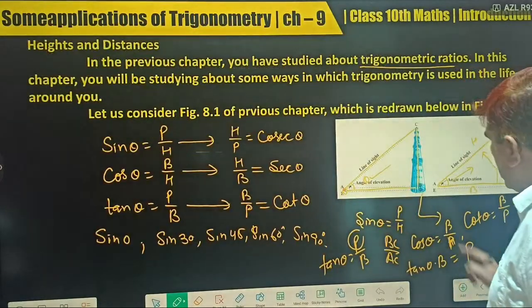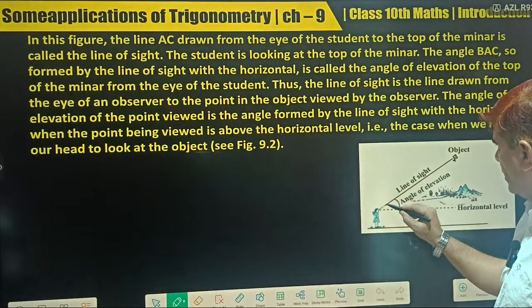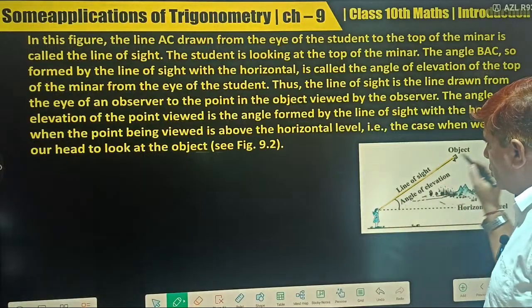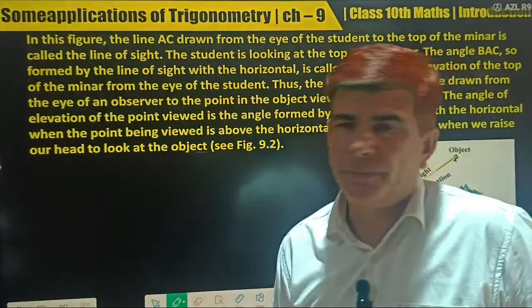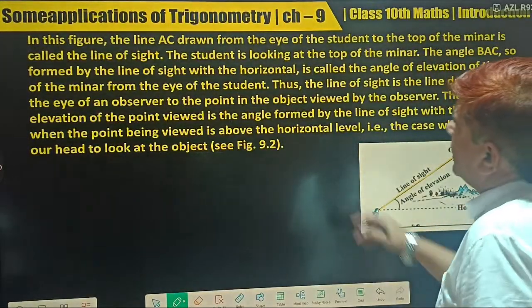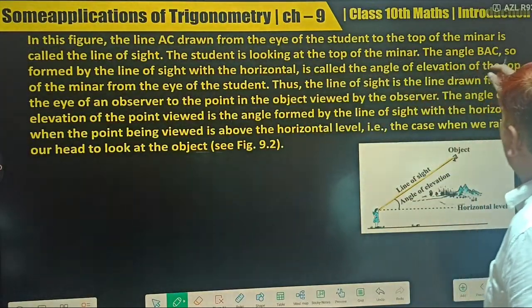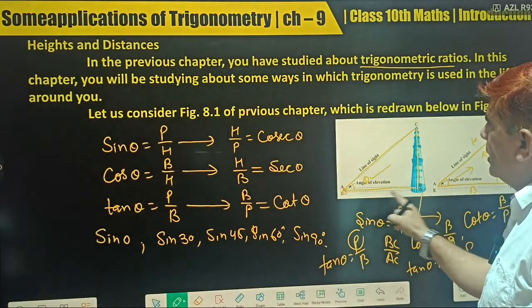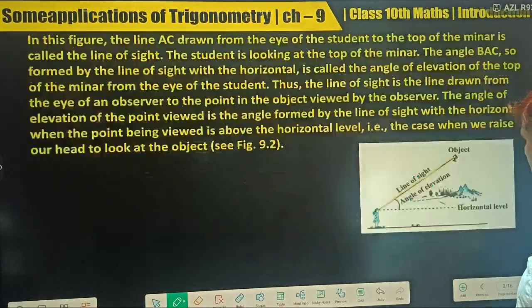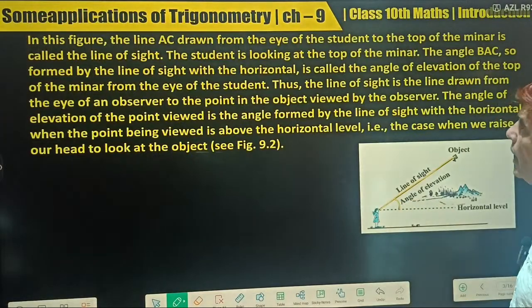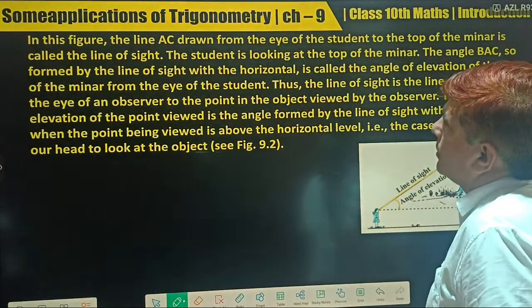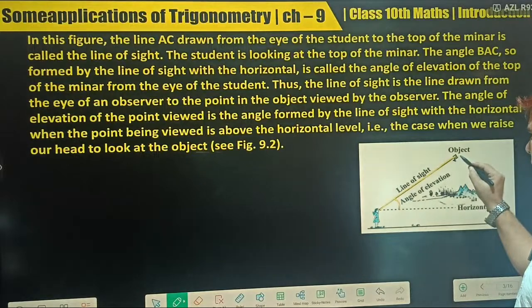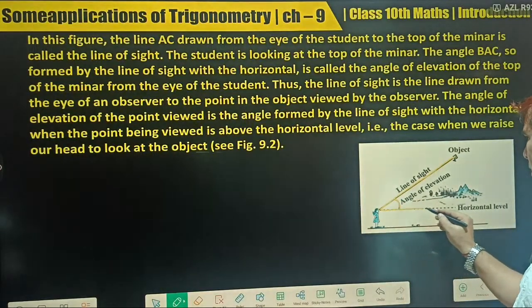So here it is also written: the student is standing here and looking at the top of the minar, so this line is known as the line of sight. Understood? The student is looking at the top of the minar, and the angle BAC is formed by the line of sight with the horizontal. This is the line of sight and this is a horizontal line.